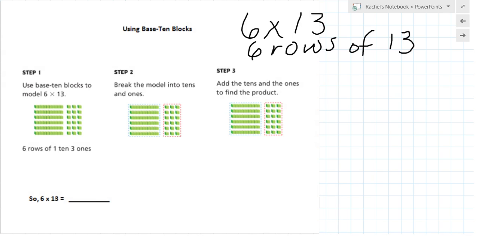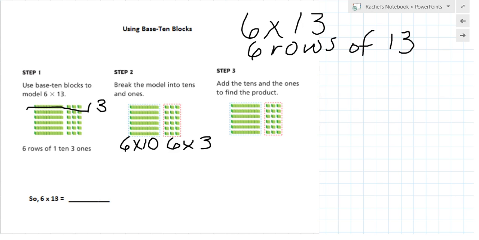And so to break apart into tens and ones, because our base 10 blocks represent those, it's really like saying 6 rows of 1 ten and 3 ones. And you'll see that in the image here. So for step 1, we have 13 in each row, 1 ten and 3 ones. We've broken it up, and now we can represent 6 times 10, 6 rows with 1 ten. And then in our ones, we have 6 rows with 3 ones.